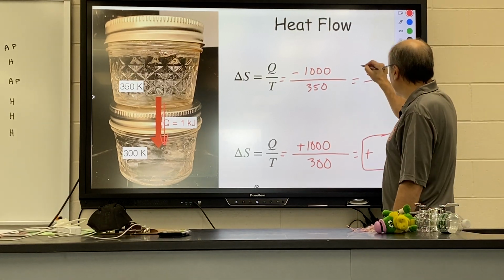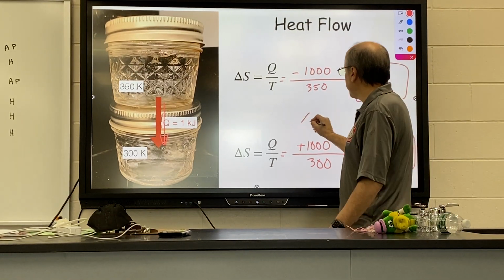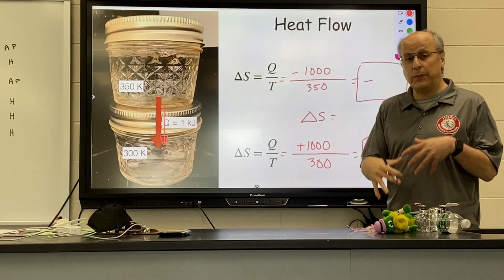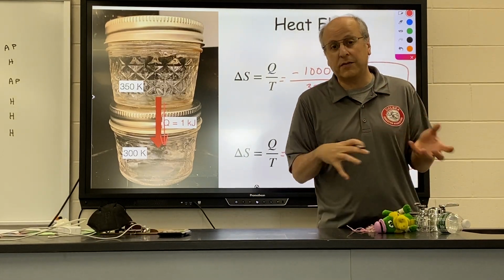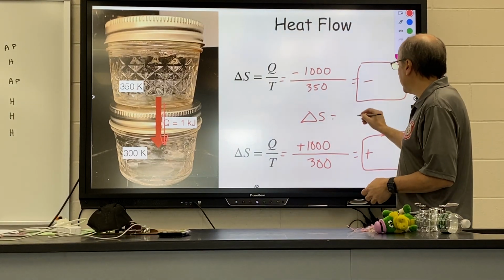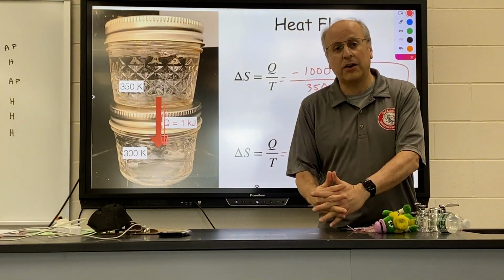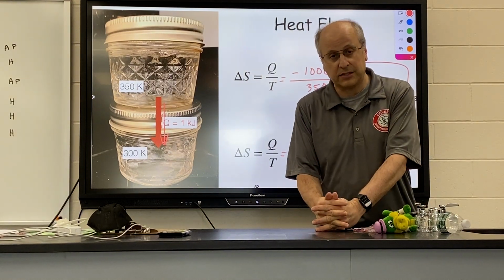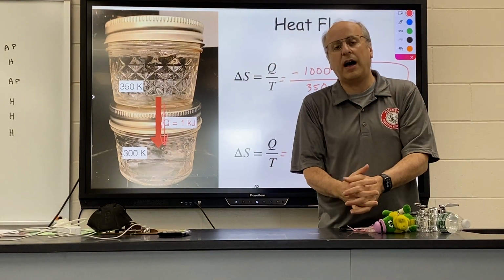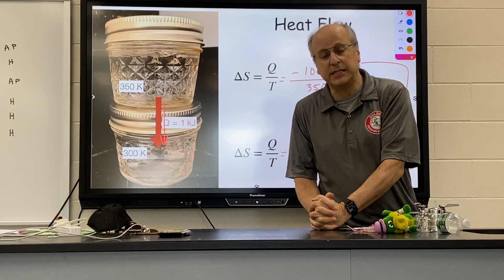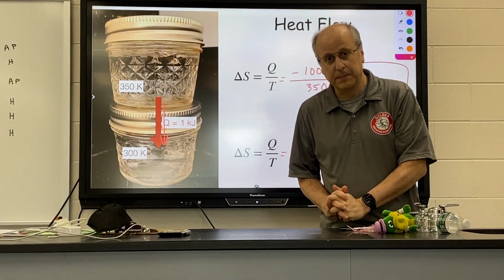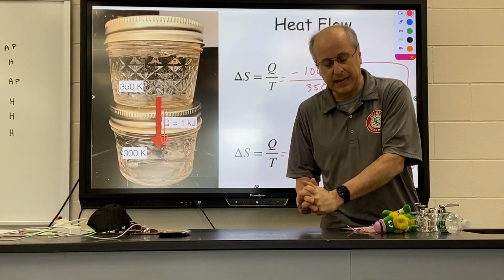So the delta S of the universe, when we combine both parts of our system, will turn out to be a positive number. And that is the heart of the second law of thermodynamics, that the delta S of all the things involved has to either be 0 or positive. It can never be a negative number.